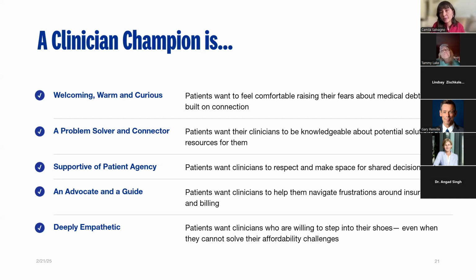The biggest takeaway for us when we look at this list is that changing attitudes and behaviors and showing up as an empathetic, action-oriented clinician can go a long way. I invite everyone to keep these attributes in mind while I speak with Tammy, one of our main patient collaborators on this project.